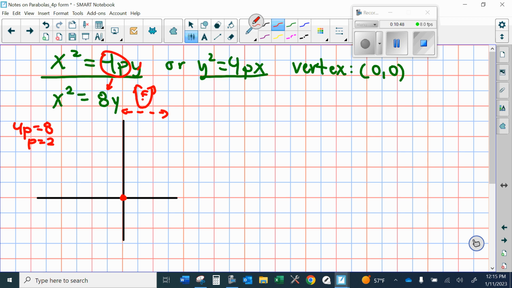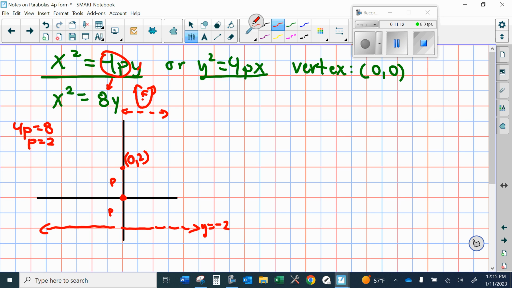So since p goes to my focus, I'm going up 2, 1, 2 right there. And there's my focus at (0, 2). So if it asks what are the coordinates of the focus, (0, 2). And since this is the p, it's the same distance away, I'm going 2 down, except this now is a dashed line. And that equation is y equals -2.